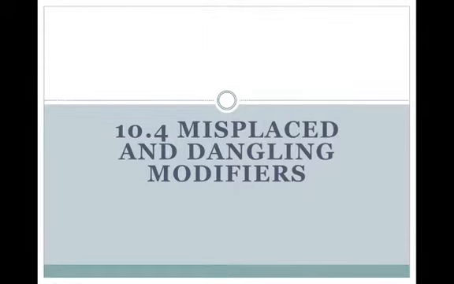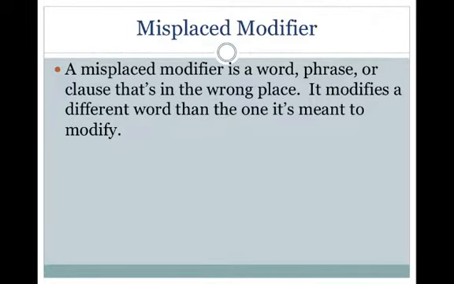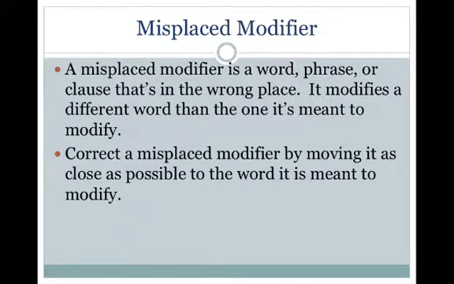Video 10.4, Misplaced and Dangling Modifiers. A misplaced modifier is a word, phrase, or clause that's in the wrong place. It modifies a different word than the one it's meant to modify. Correct a misplaced modifier by moving it as close as possible to the word it is meant to modify.